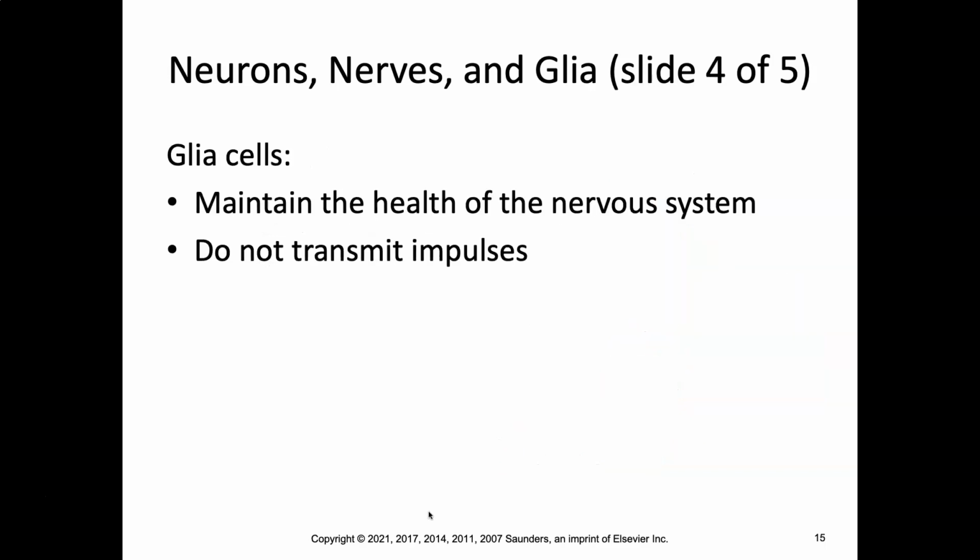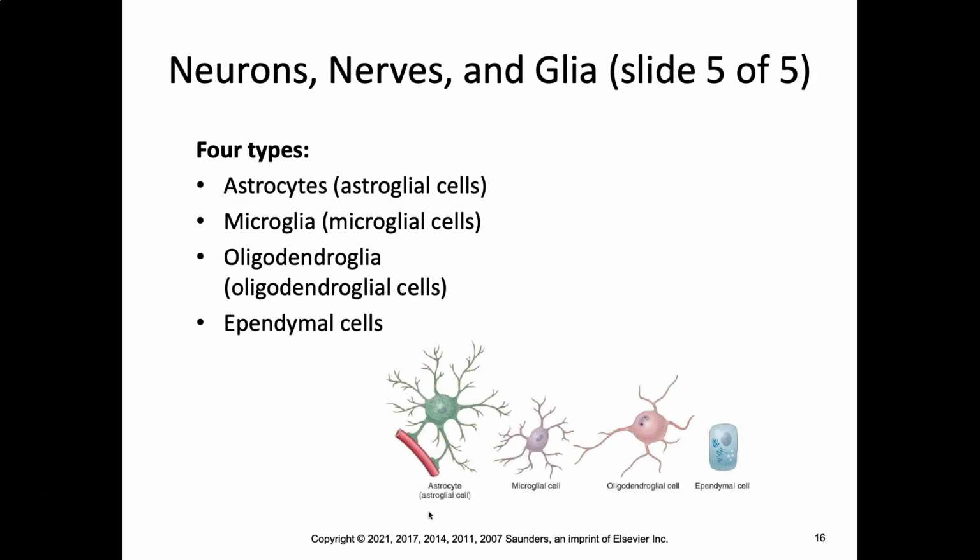All right. Moving on to glia cells. They maintain the health of the nervous system. They do not transmit impulses. So make sure you remember that your glia cells are not transmitting impulses. You have 4 types. You have astrocytes, microglia, oligodendroglia, and ependymal cells. And this shows you what each one looks like.